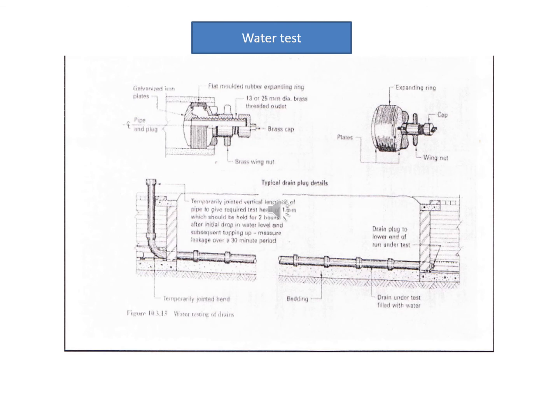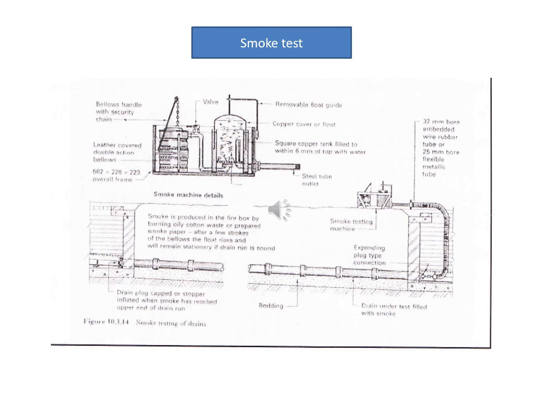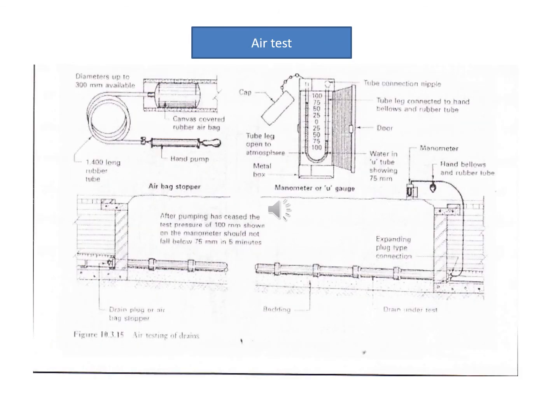The diagram shows the components of the water test, the process involved in the smoke test, and the process involved for the air test. The end of pipe system below ground level.